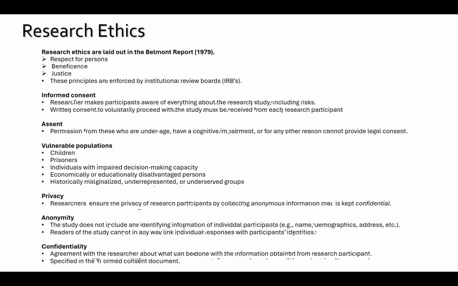And confidentiality is the agreement with the researcher about what can be done with information obtained from each research participant. This is in the consent form, that research participants are assured of anonymity and confidentiality. And usually the research is only shared to academic communities or audiences that are interested in the study, and none of the identifying information is ever used. So researchers will make sure that their participants understand this prior to giving their informed consent, or assent in the case of vulnerable populations. So that is all about the research ethics.